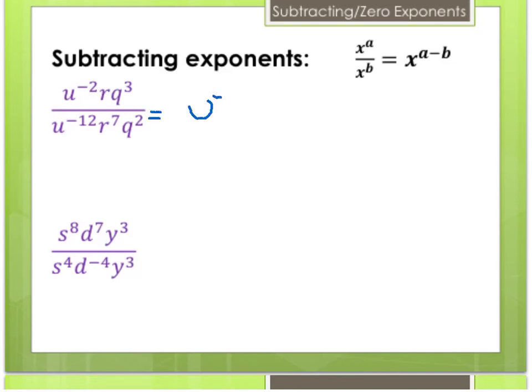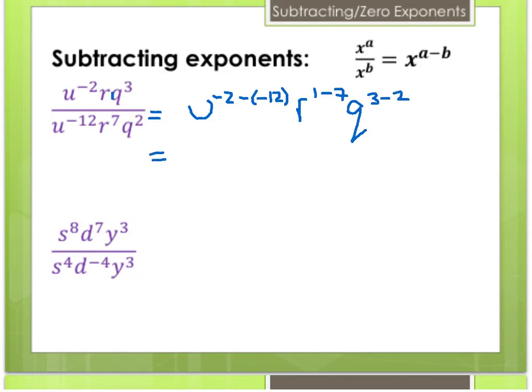So u to the negative 2 minus negative 12. Be careful with that double negative. And then I have r to the first. Remember, if you don't see it, it's a 1. r to the first minus r to the 7. So that's 1 minus 7. And then I get q to the third over q to the second. So that's q to the 3 minus 2.